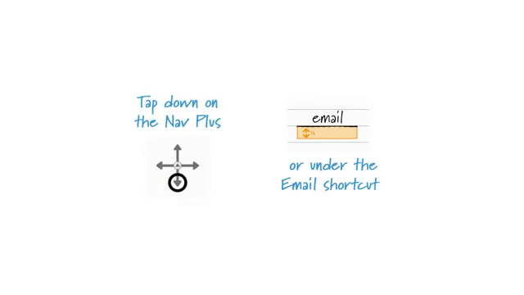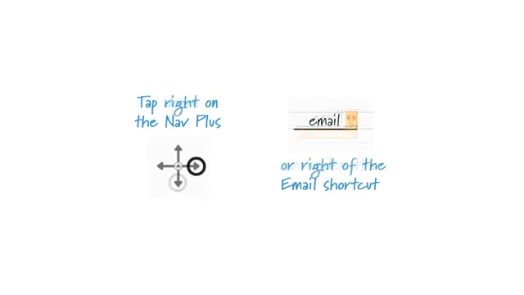When the Smart Pen display shows To, tap down on the Nav Plus or under the Email shortcut to scroll through a list of email addresses you set up while configuring the email connector. Tap right on the Nav Plus or to the right of the email shortcut to select the current recipient. Each selected email recipient has a check mark before the name. When you finish selecting email recipients, double-tap on an unwritten area of a notebook page.